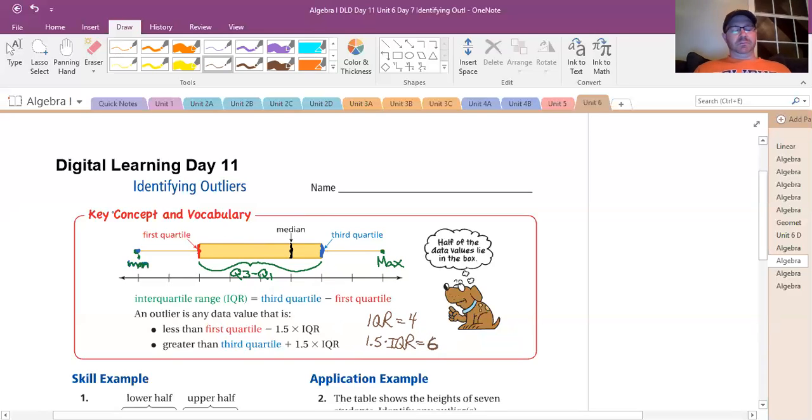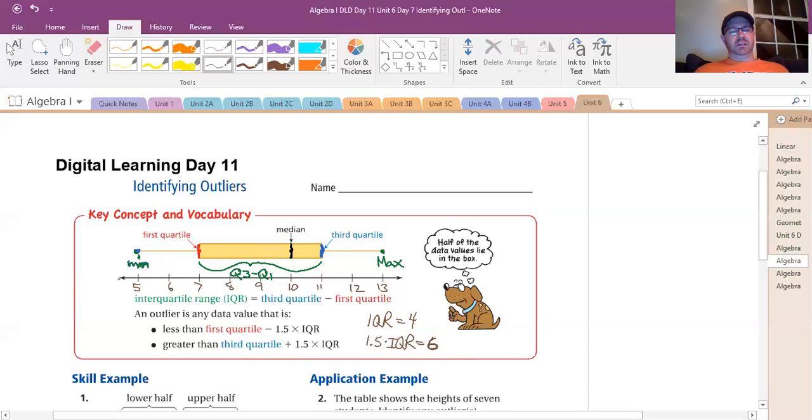Now, just to give ourselves some values here, let's say that our minimum was 5. So we're going with 5, 6, 7, 8, 9, 10, 11, 12, 13. If I'm trying to see if there are any outliers in this, I'm going to take that first quartile, which in this case, since I numbered these, is 7, and subtract the 1.5 times the IQR. Well, that was 6. So 7 minus 6 is 1.